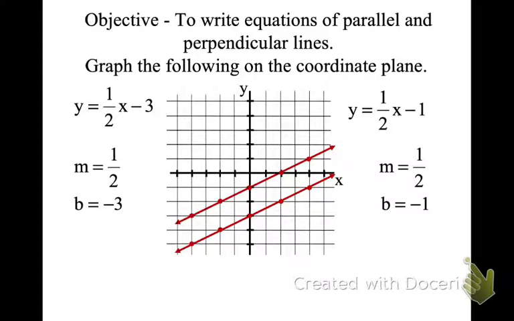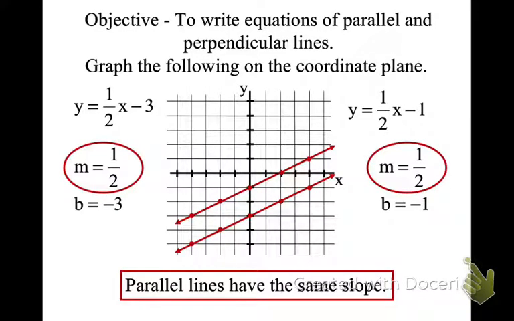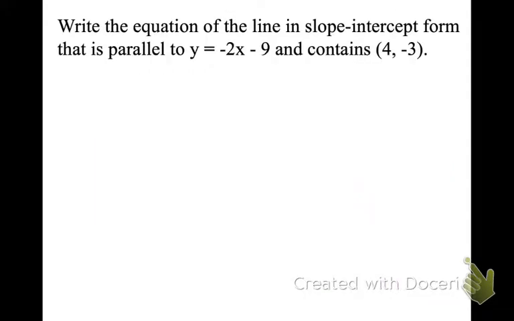What do we notice about these lines? Yes, that's right. They are parallel. So what in these equations makes them parallel? What do they have in common? Hopefully you are guessing the slope. It is the slope that makes them parallel. Parallel lines always have the same slope. So we don't have to graph it. We could just get the equation in slope-intercept form, compare the slopes, and then we know if they're parallel.